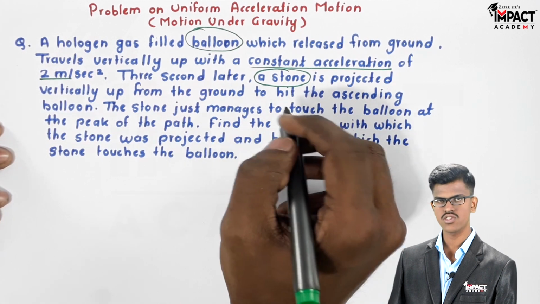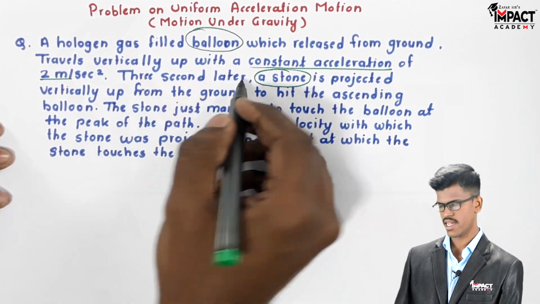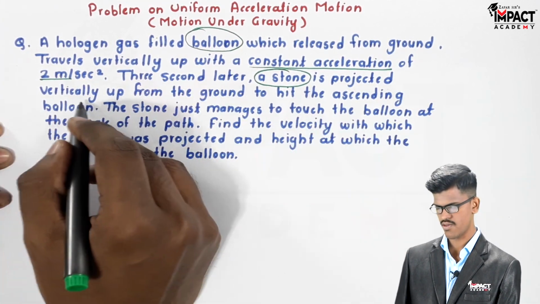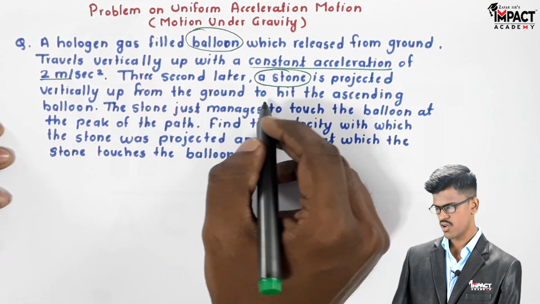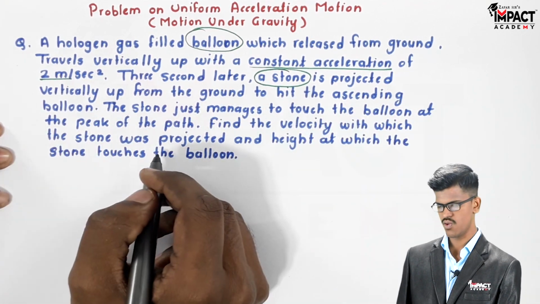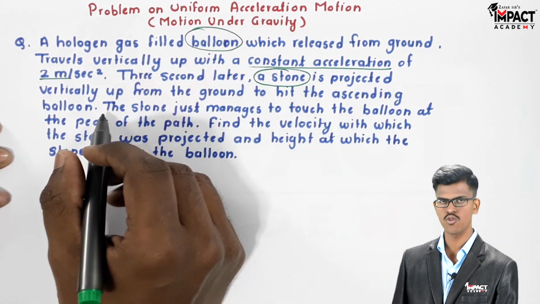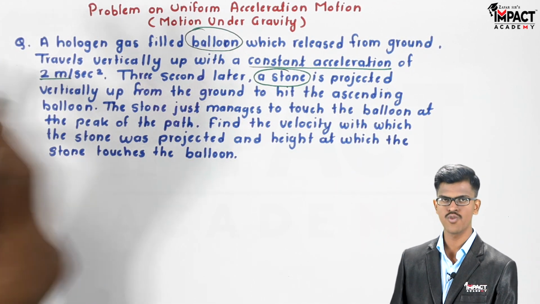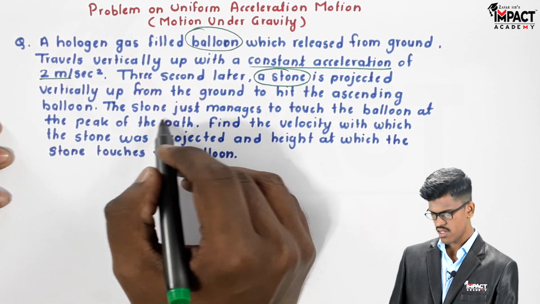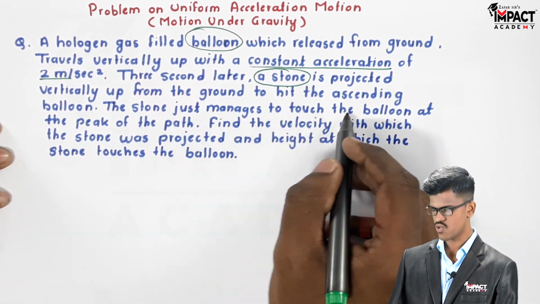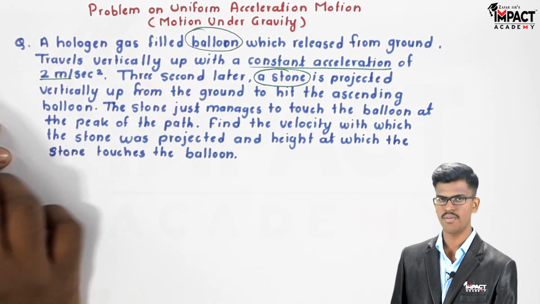The second body is a stone. After 3 seconds, a stone is projected vertically up from the ground to hit the ascending balloon. It means the stone is in motion under gravity, moving vertically upward. The stone just managed to touch the balloon at the peak of the path.